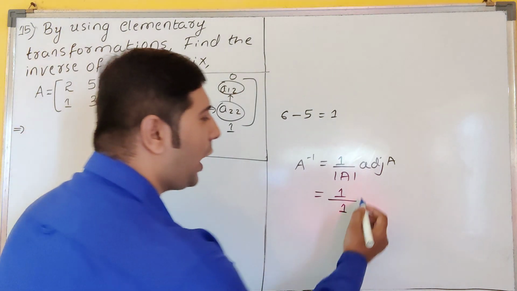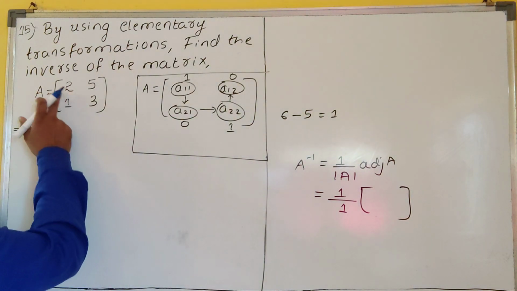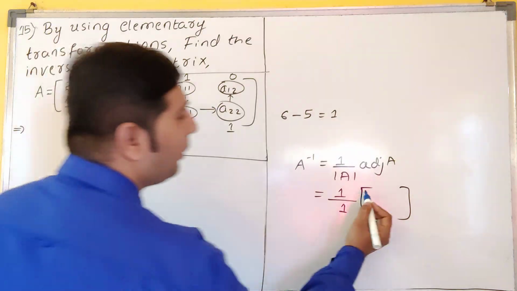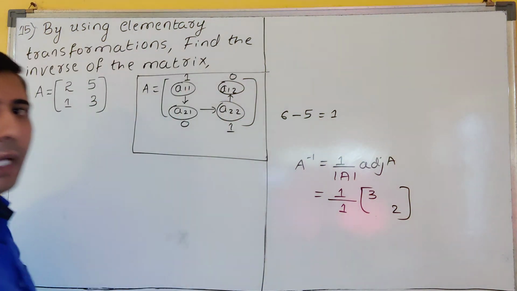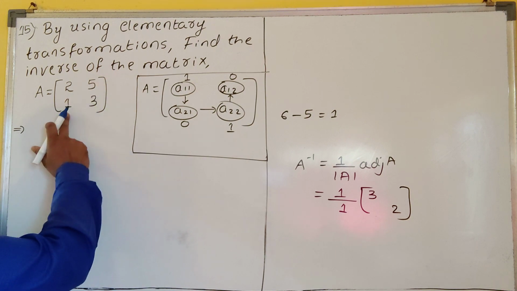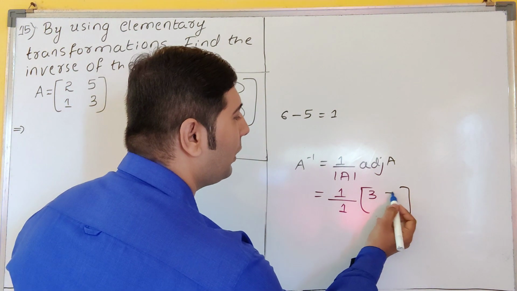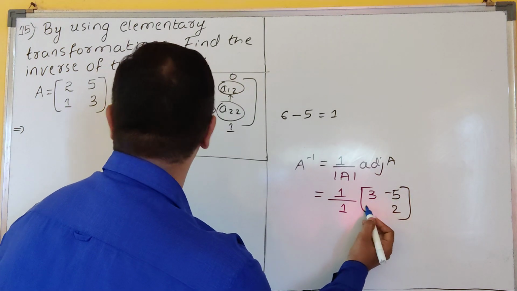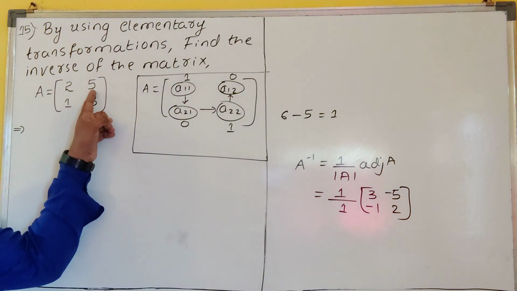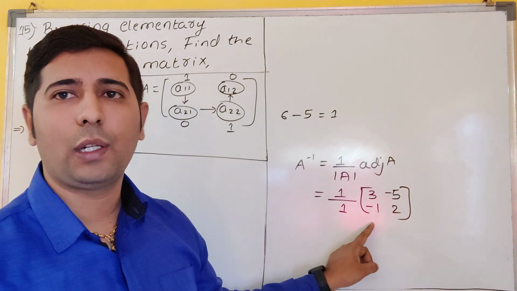So how to write adjoint of A? See, 2 and 3 is there. You interchange them, 2 and 3. What you will get? 3, 2 by interchanging. And 5 and 1 is there, don't interchange them. Only change their sign. Plus 5 will become minus 5, and 1 will become minus 1. This is the adjoint of A.